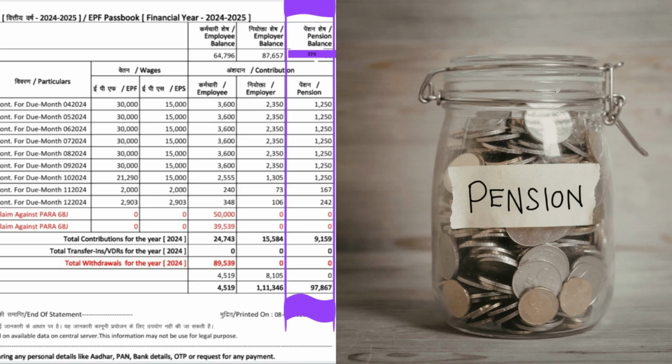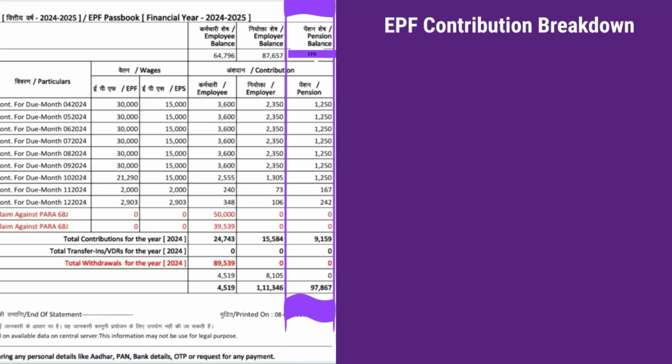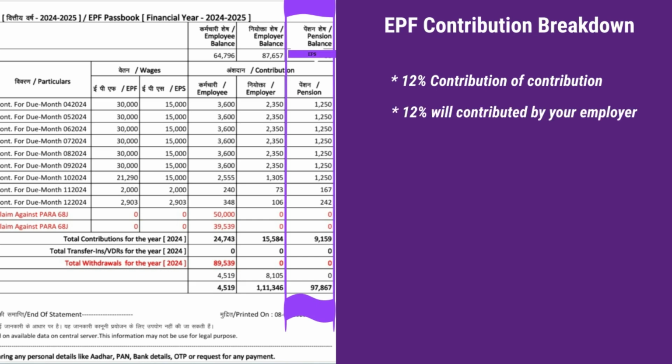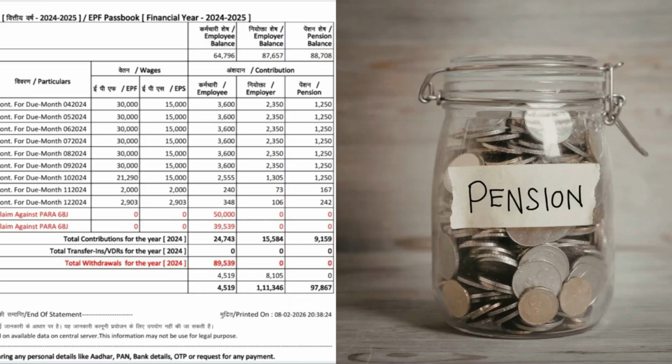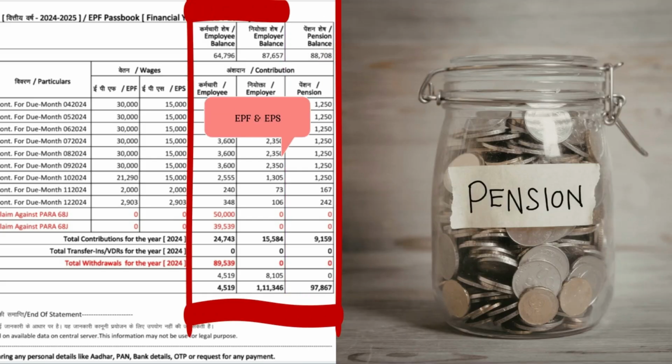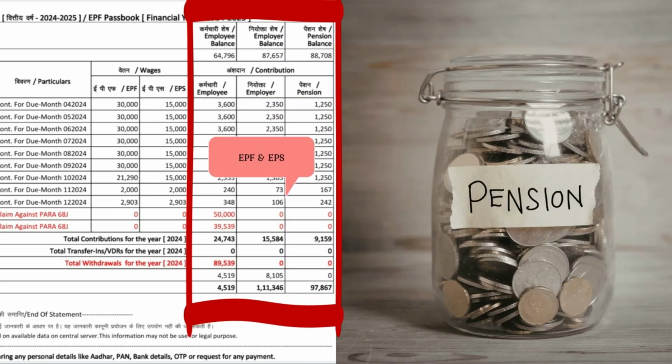EPF contribution breakdown. 12% of the contribution amount will be deducted from your salary and another 12% will be contributed by your employer. Of the employer share, 3.67% goes to the EPF and 8.33% goes to the pension scheme, capped at a maximum of 1,250 per month. In this video, I will show you how to withdraw the entire EPF and EPS funds.